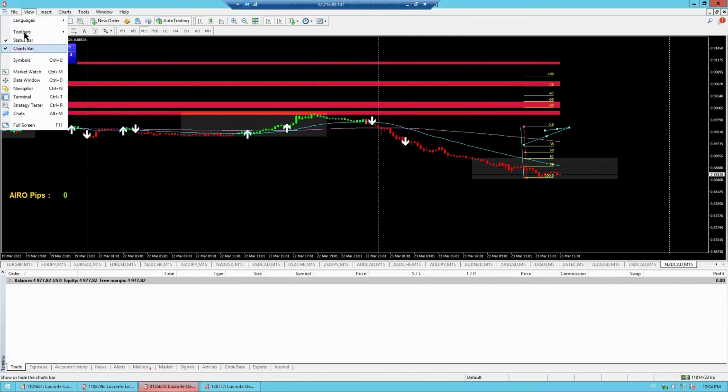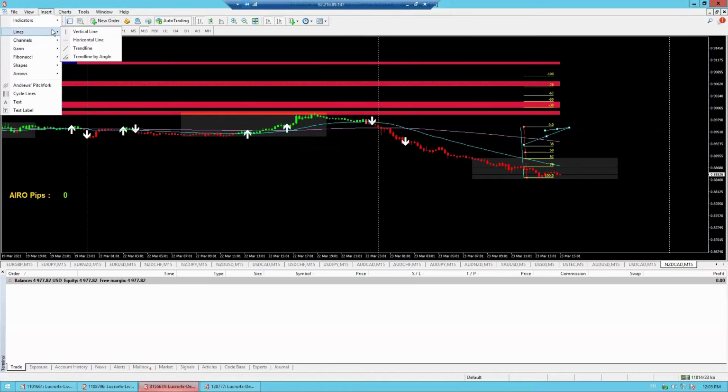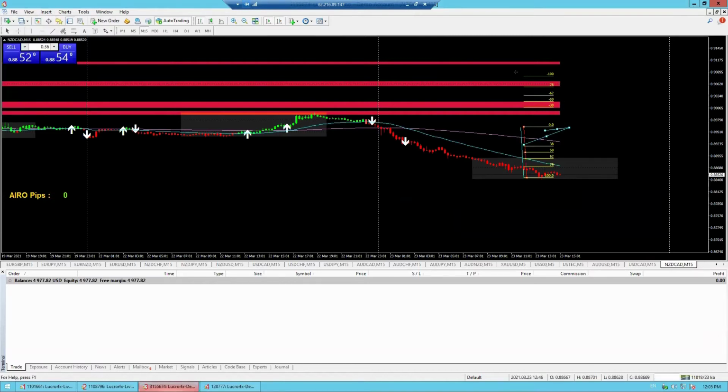Let's see, insert. Shapes, there we go. Shapes, rectangle. And then I would be looking at, usually my target zone would be this area right up in here. And then a lot of times I'll back this thing off about halfway through this chart. Halfway, if I can get this thing.